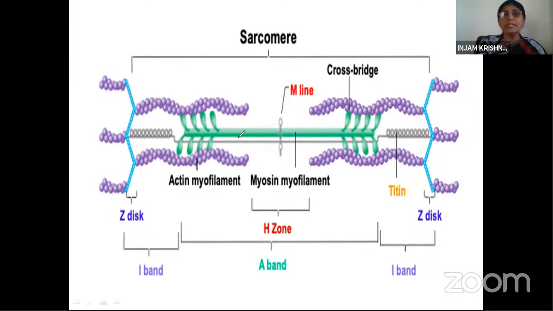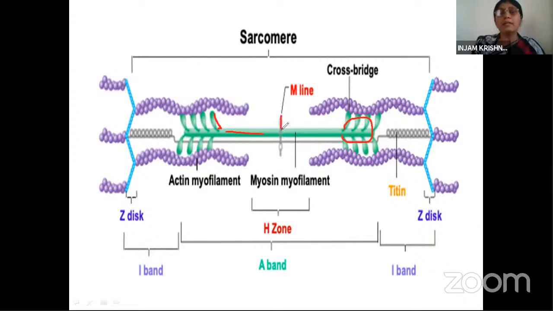How are they arranged? See here, the specific arrangement is there. That's why I am explaining here. This is the head. It is the tail. This is the head. It is the tail. So, have you identified here? All the heads are facing towards the Z line, one side. Even this side also, all the heads are facing towards this Z line. So, like this, the heads are oriented towards the Z lines. The tails face towards the M line.